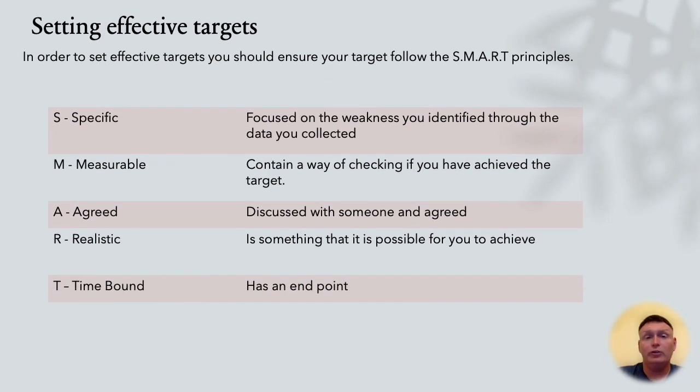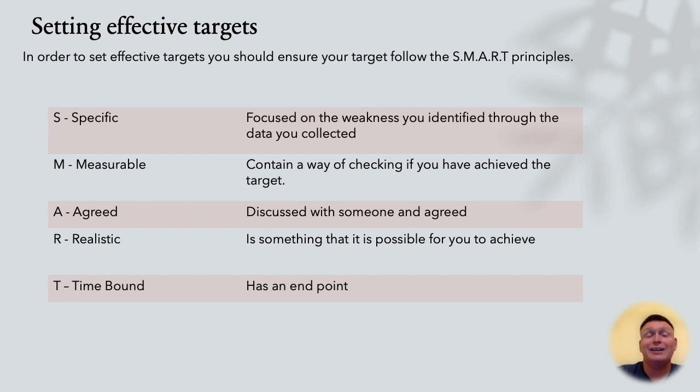Firstly we'll look at how to set effective targets, and we do that by ensuring that the targets we set are SMART, where SMART is an acronym to remind us of each of the key principles when it comes to setting effective targets. The S in SMART is for specific. Any target you set should be focused on you, and in particular the weakness that you've identified through the data you collected. A target should be measurable. Within your target you should be able to check up on the progress that you're making and check to see if you've actually achieved that target.